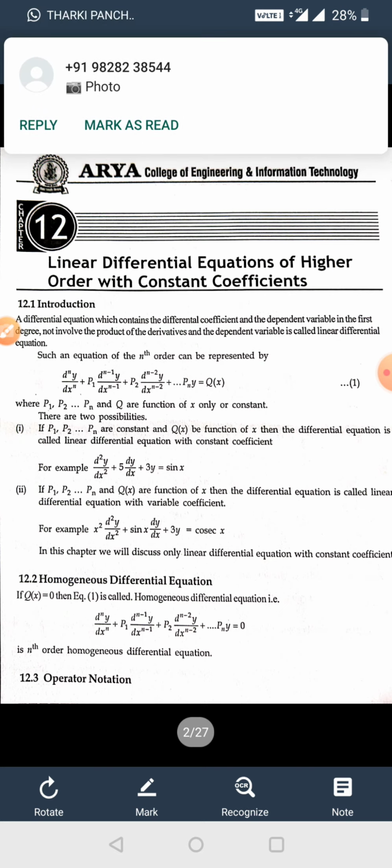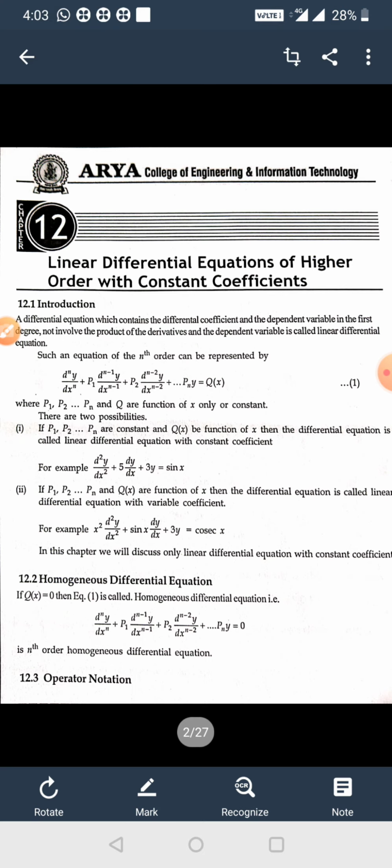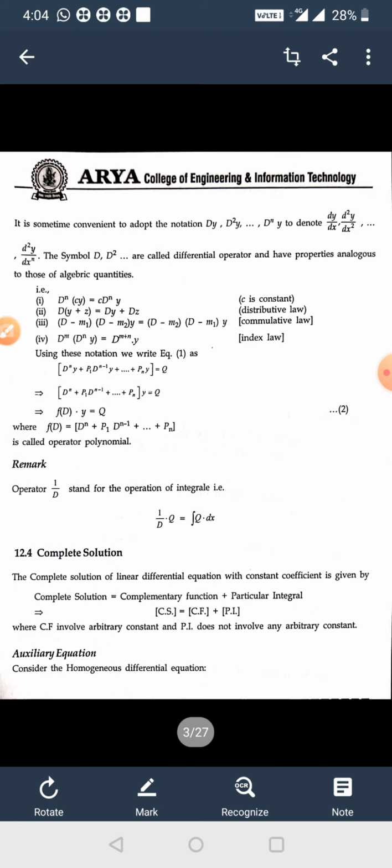And if the values p1, p2 and pn are in terms of x, then it is known as a second order or linear order differential equation or higher order differential equation. We use some operator notations. We write dy by dx as capital D of y, d2y by dx square as D square y, and so on. And 1 over D means integration.